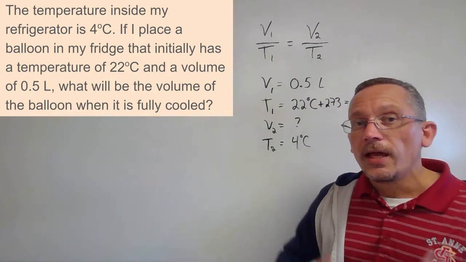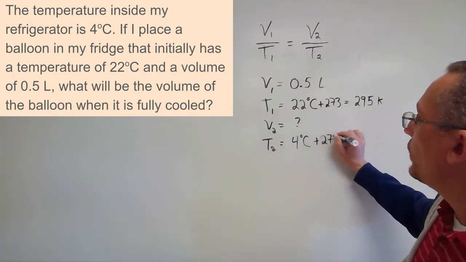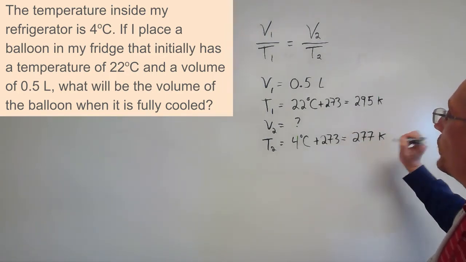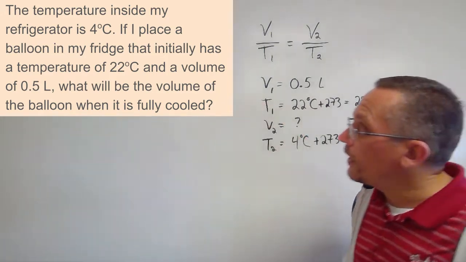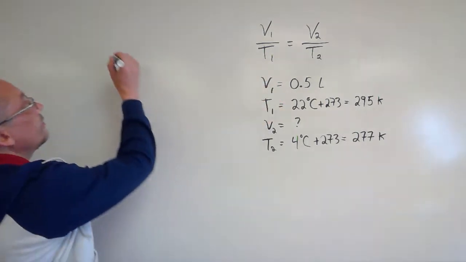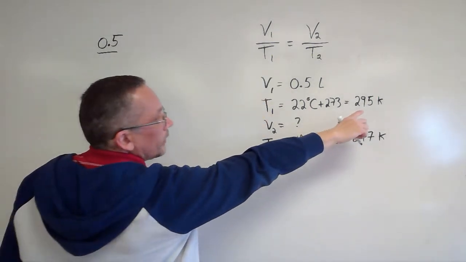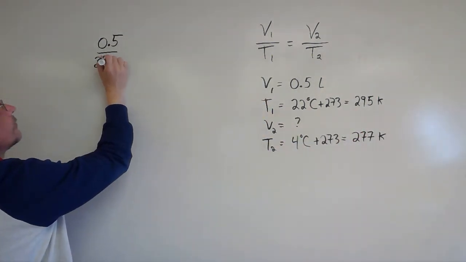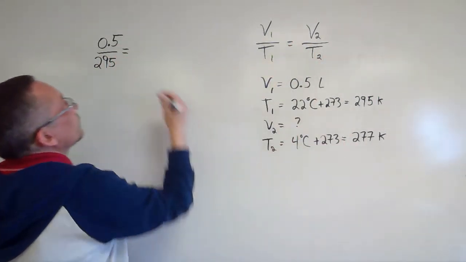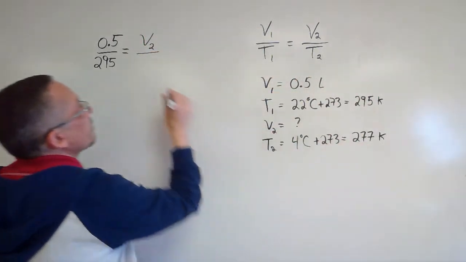And I see degrees Celsius, and right away I say, oh, I got to change that to kelvins. So let me add 273. So that makes 277 kelvins. Okay, let's go over here and we'll put those numbers into Charles' law. So over here, volume 1 is 0.5. Temperature 1 is 295. Volume 2, we don't know. And temperature 2 is 277.